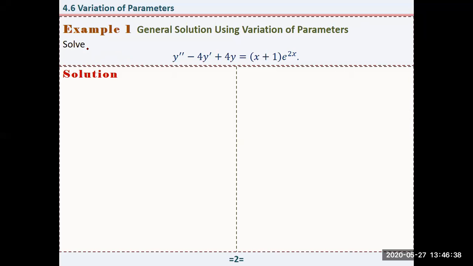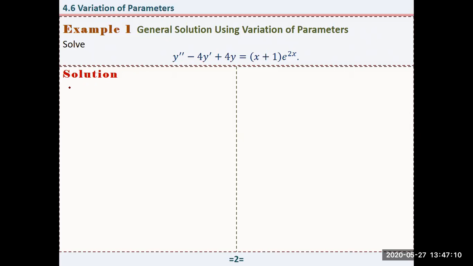So our topic is variation of parameters. So in this session, we will solve one example. This is our differential equation: y double prime minus 4y prime plus 4y equals x plus 1 times e to the power 2x. Okay, so that is a linear differential equation with constant coefficients, right? So we are going to use the method of variation of parameters to solve this differential equation.